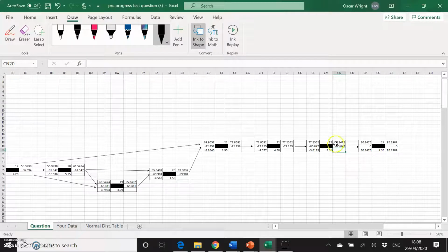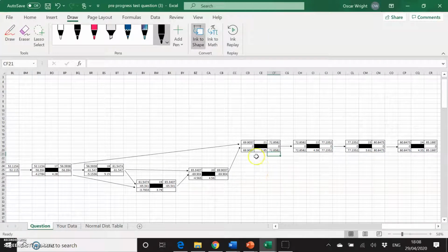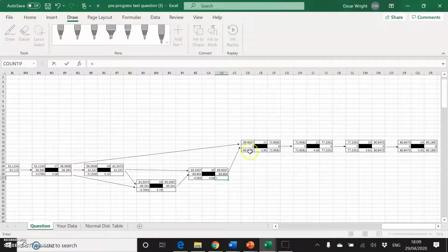So 23 is followed by 24. The late finish for 23 must be the late start for 24. So that equals that. Same for 22. Must equal the late start of 23. And same for 21. Now, 20, as it's only followed by 21, we know that the late finish here must be the late start of 21.